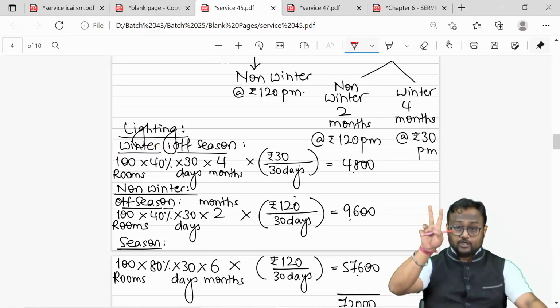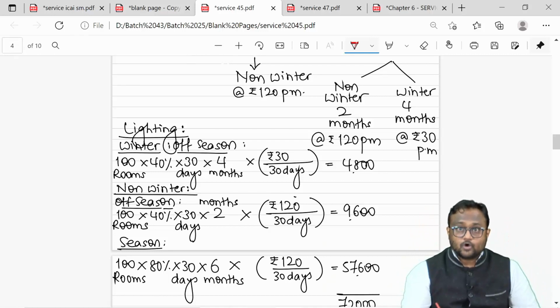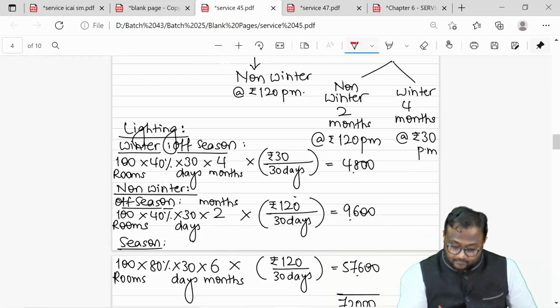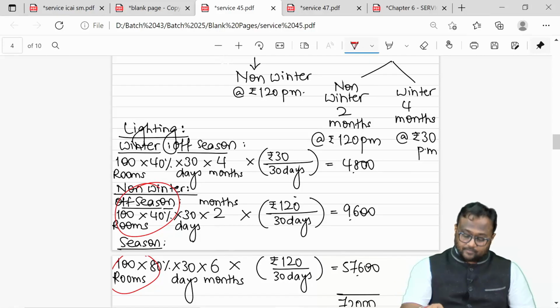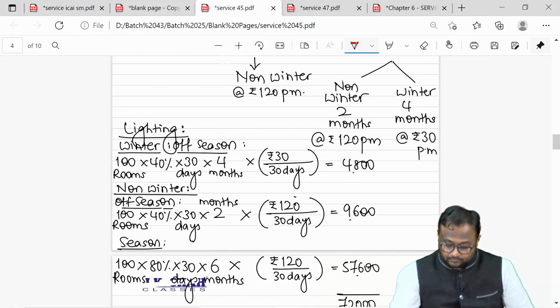Non-winter falls in 2 categories. Off-season 2 months. Occupancy of off-season is 40%. Occupancy of season is 80%. That is the only reason why I am separating these two.